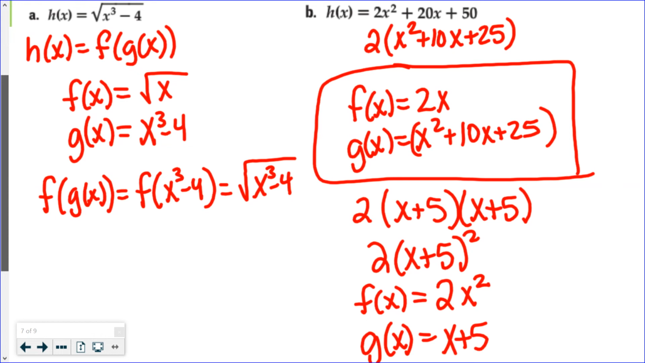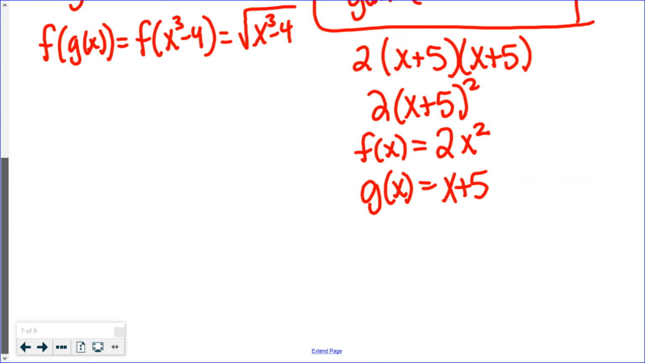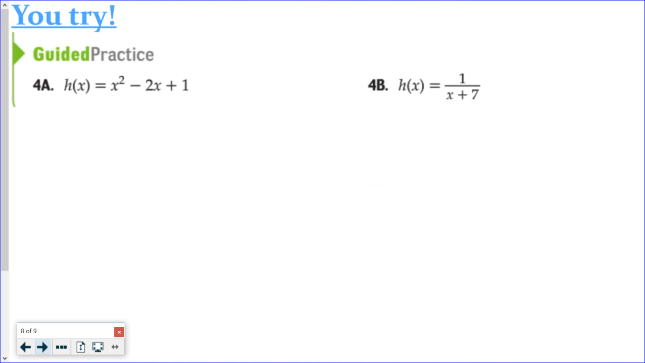All right, so let's look at the Try It problems for this. Here we go. All right, so again, 4a, I've got another quadratic function. So it doesn't look like a parent function just yet. I'm going to factor it. So this would be x minus 1 times x minus 1. Why? Negative 1 times negative 1 gives me positive 1.